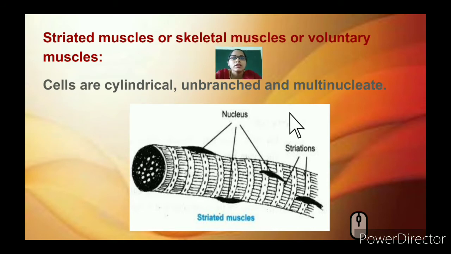So let's understand each of them now. Striated muscles, or skeletal muscles, or voluntary muscles, as the name suggests, have cells with a prominent nucleus and striations, which are lines. These cells are cylindrical and unbranched. They do not have any branches, they have multiple nuclei, and they help in our movement.